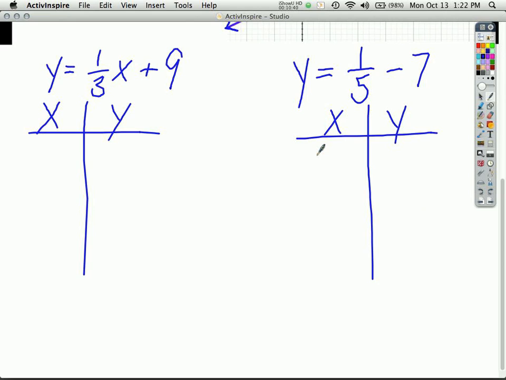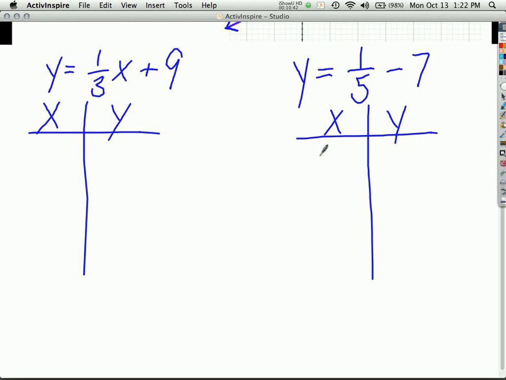You could do anything that's a multiple of 5. You could do -10, -5, 0, 5, 10, 15. Anything that's a multiple of 5 will make this disappear and turn it into a whole number. -5 times 1/5 is -1. -1 minus 7 is -8. Now I have something very easy to graph.